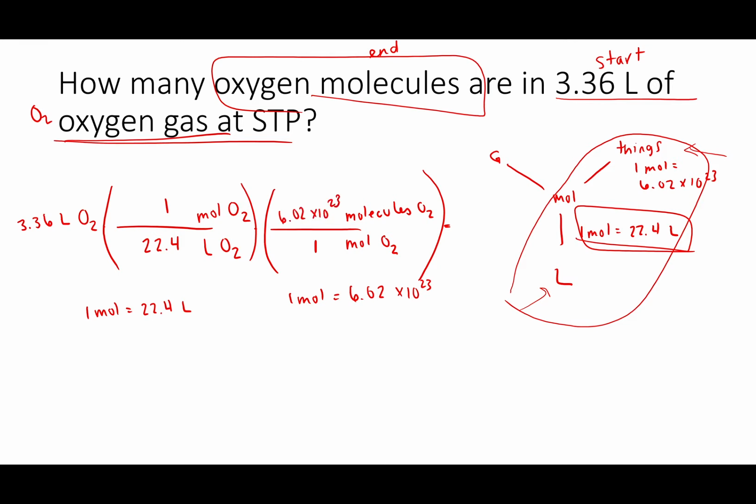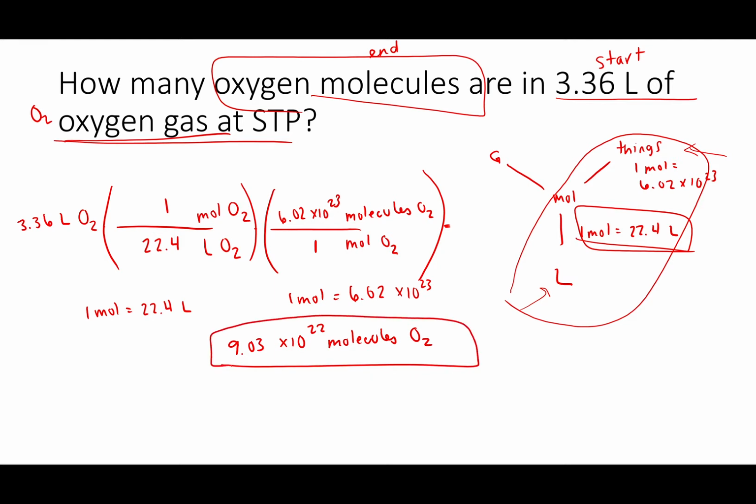So what you need to do when you type this into your calculator, we are going to divide by 22.4, then we have to multiply by 6.02 times 10 to the 23rd. So when I do that, my final answer is going to be 9.03 times 10 to the 22 molecules of O2. And that is with the correct number of sig figs. So if you didn't get that answer correct, please make sure that you divided by 22.4 and then multiplied by 6.02 times 10 to the 23rd.